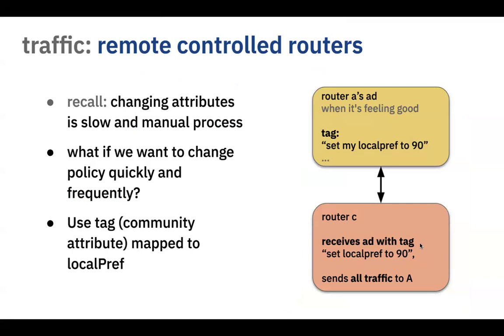We can also remotely control routers, because recall that changing attributes is a slow and manual process. So we can use a tag, a community attribute, which is mapped to a local preference. So for example, here, router A will have a tag in some of its routes. And when it is advertised to router C, it will see it and set its own policy accordingly. And when router A wants to change something, it will advertise a different tag with its route. And this will once again have a different effect on router C.